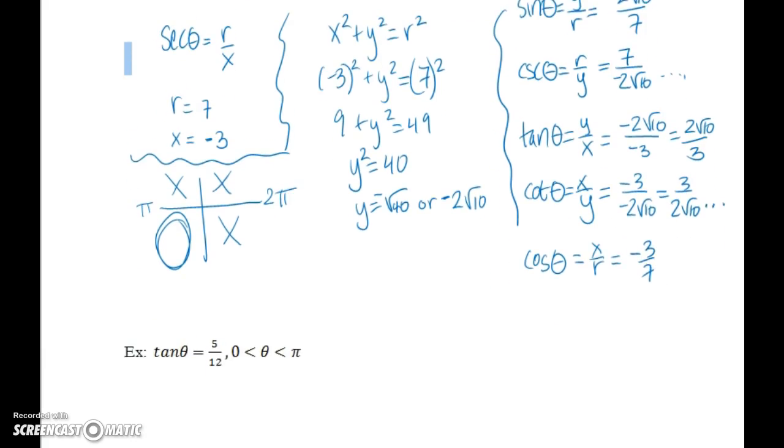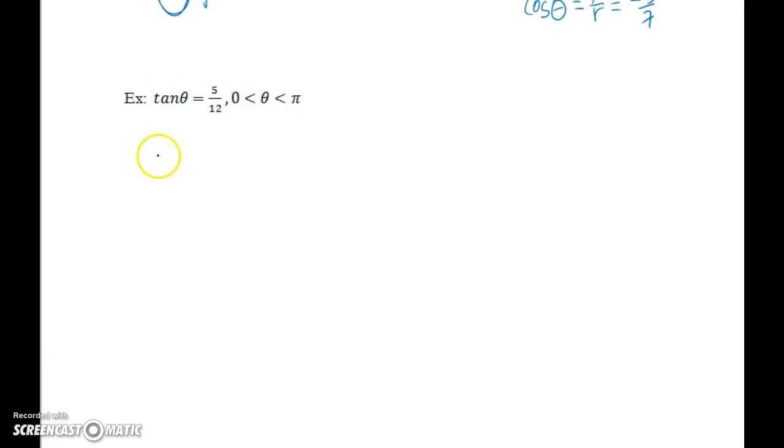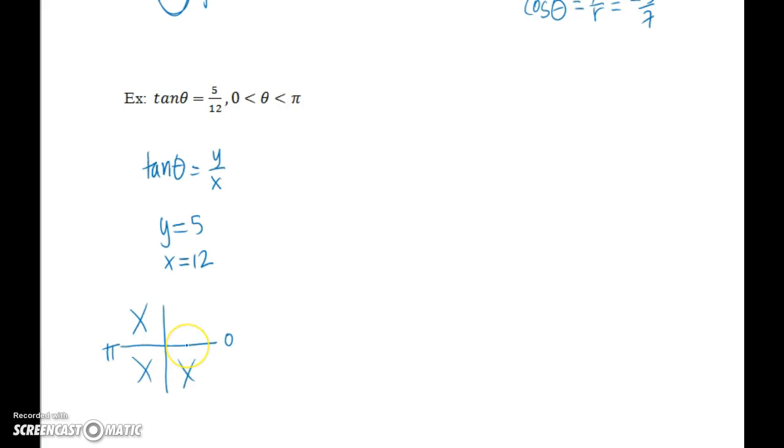Let's take a look at a second example. So in this example, tangent is 5/12 and theta lies between 0 and pi. Tangent is defined as y over x, and in this case that means that y is 5 and x is 12. Also, we know that theta is between 0 and pi because x and y are both positive. It's not going to lie in quadrant 2.